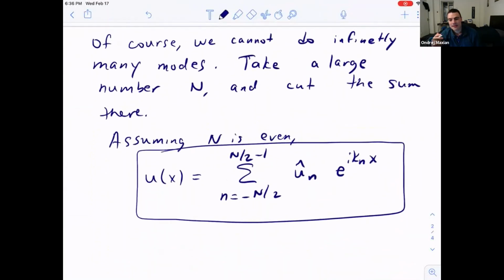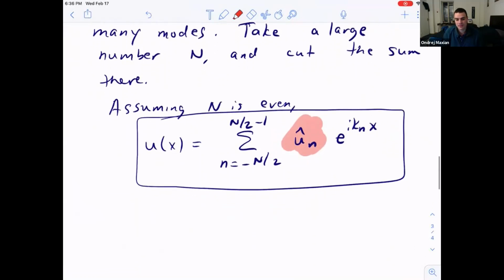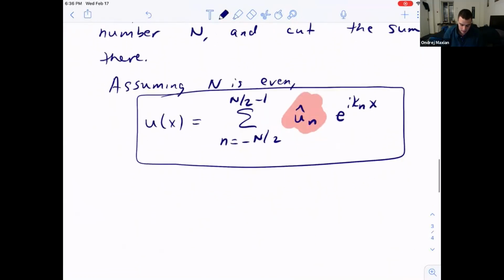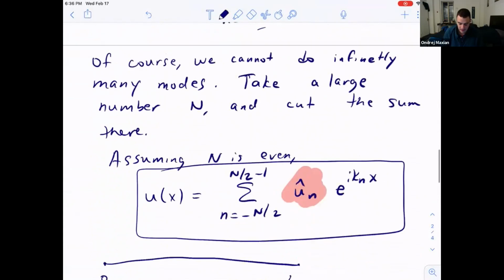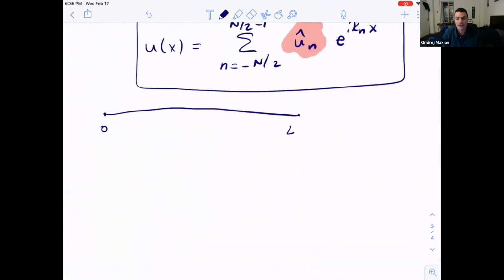So the point is we're representing this function u on a computer by these coefficients u hat n. And the question is, how do we get those coefficients? Well, what we do is we take a grid. So here's a grid. By the way, this is definitely 2 n pi over L. I had a typo in my notes, but thank God not in my code, so I don't have to redo the code on the fly.